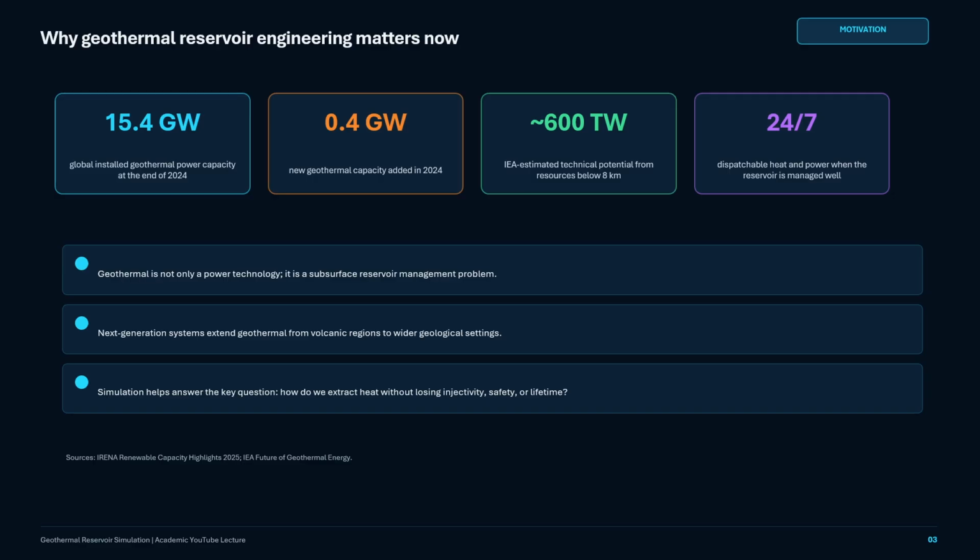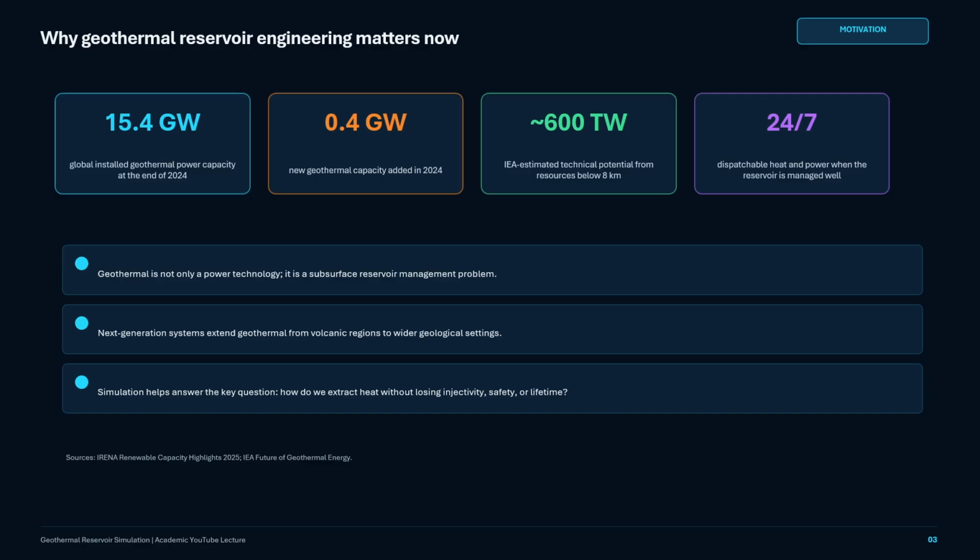The slide shows that global installed geothermal power capacity is still relatively small compared with the technical potential of deep geothermal resources. This gap is the opportunity. To unlock it, we need more than drilling technology. We need reservoir engineering, reliable temperature forecasts, pressure management, induced seismicity control, and long-term sustainability assessment. Simulation is the bridge between geological uncertainty and operational decisions.